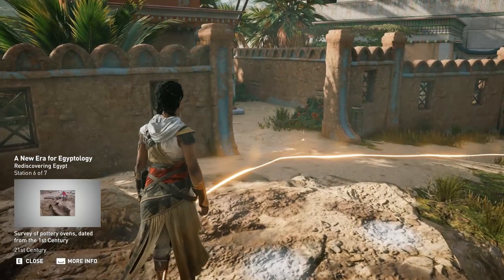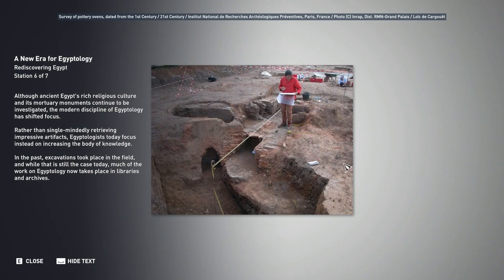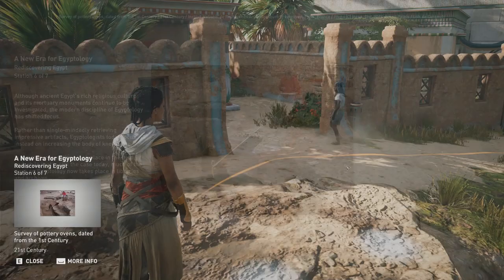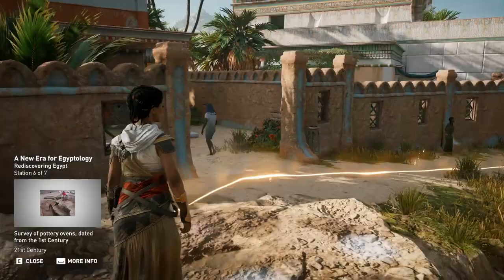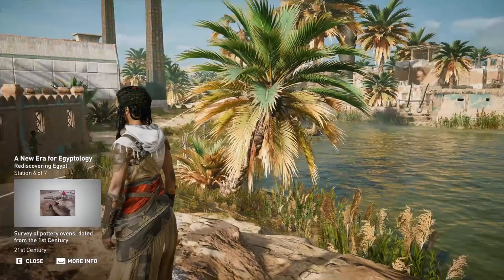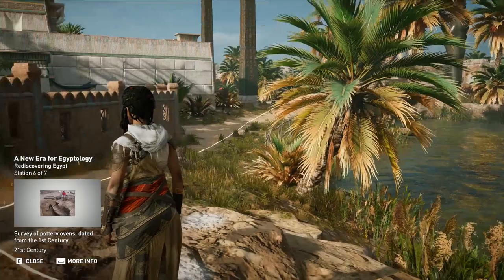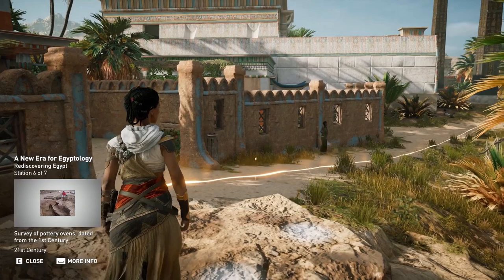Although ancient Egypt's rich religious culture and its mortuary monuments continue to be investigated, the modern discipline of Egyptology has shifted focus. Rather than single-mindedly retrieving impressive artifacts, Egyptologists today focus instead on increasing the body of knowledge. In the past, excavations took place in the field, and while that is still the case today, much of the work on Egyptology now takes place in libraries and archives.